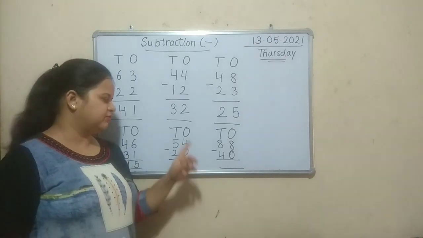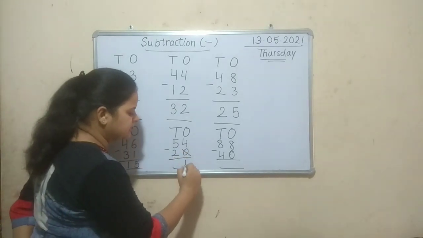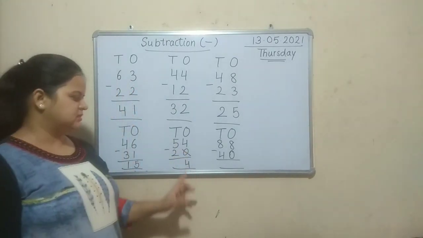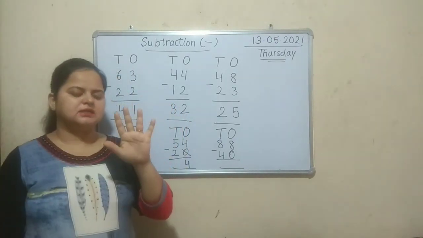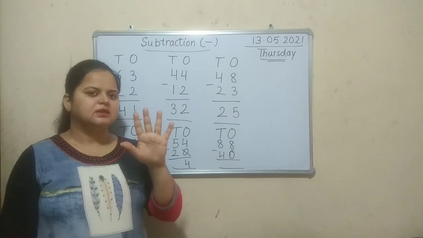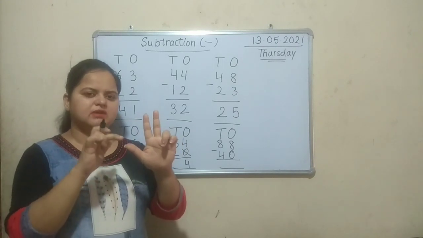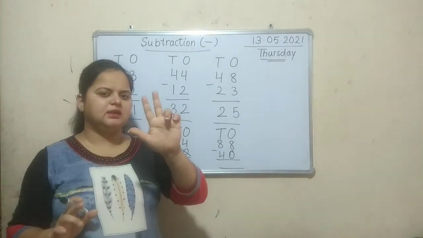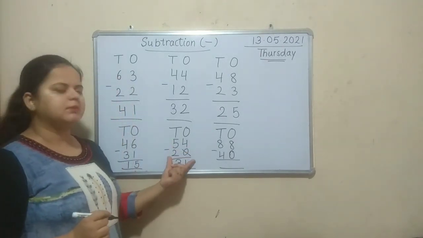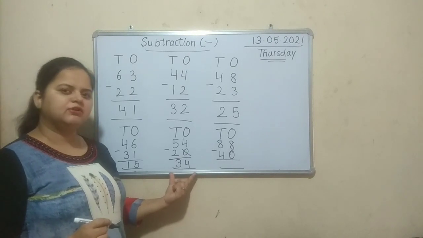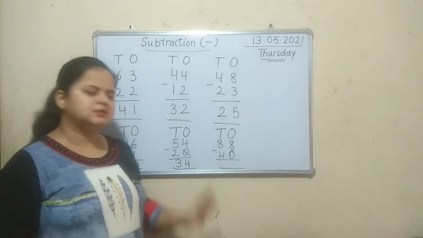54 minus 20. Okay, 4 minus 0. 0 is nothing. Again, the answer will be same. 4 minus 0, 4. Okay, 5 minus 2. How many fingers I have to close? Yes, 2. Good. 1, 2. 2 I have closed. Now I have left 1, 2, 3. How many? 3. So we will write number 3 here. 54 minus 20. Answer is 34. 88 minus 40. Now 8 and 0 again.